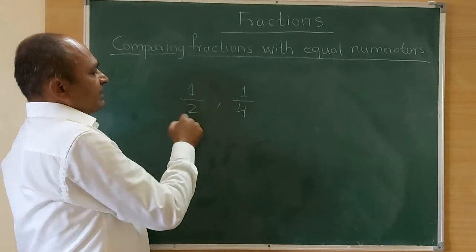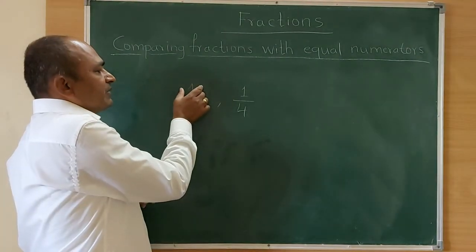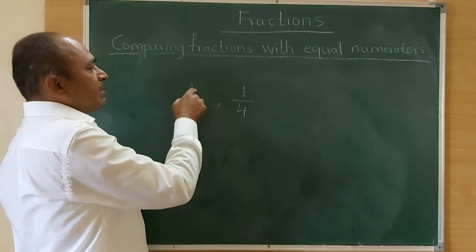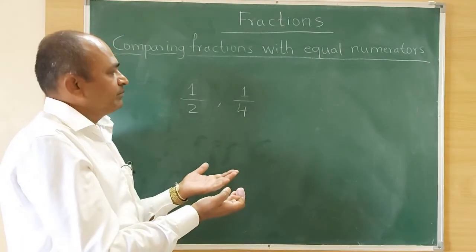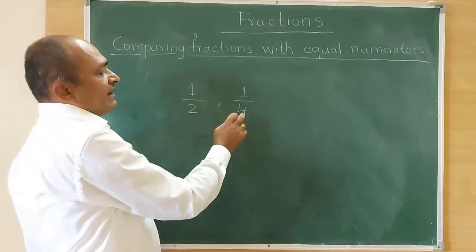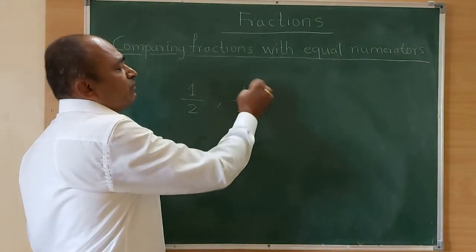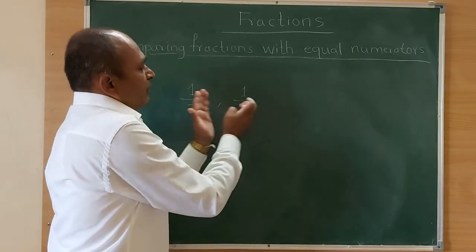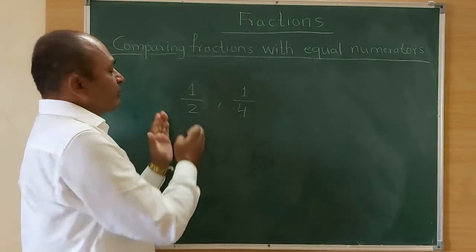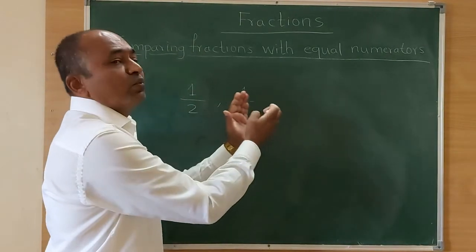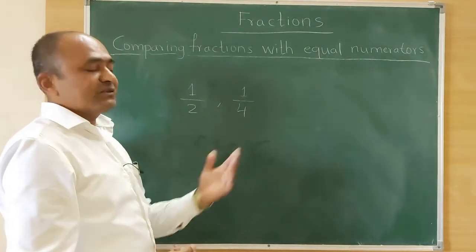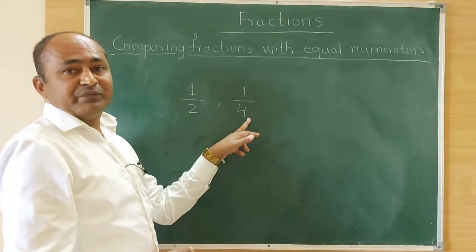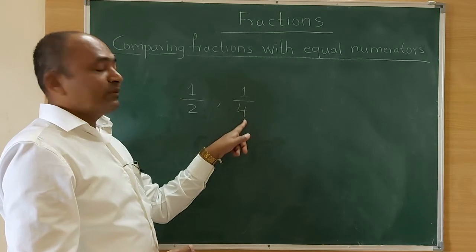If an object is divided into 2 equal parts and you give someone one part, you are giving half of that object. But if the object is divided into 4 equal parts and you give one part, where am I giving more? Yes, here I am giving more. Here I am giving half and here 1 upon 4. In the case of a chapati, half a chapati is always greater than 1 upon 4.